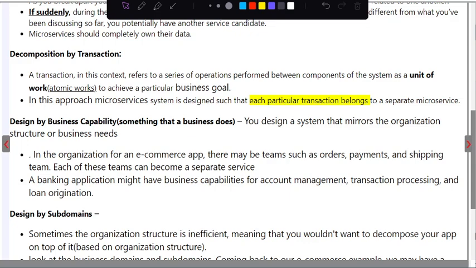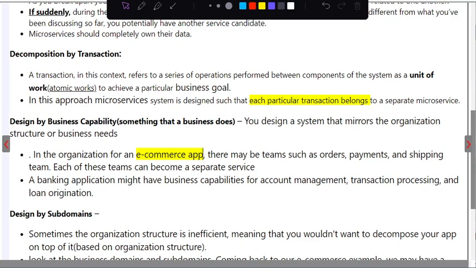For an e-commerce app, there will be teams such as order, payment, and shipping. Each of these teams can become a separate service. In e-commerce services like Amazon and Flipkart, we do the order, we do the payments, and we have the shipping of the items. These are the core business features, and core business features can work as microservices.